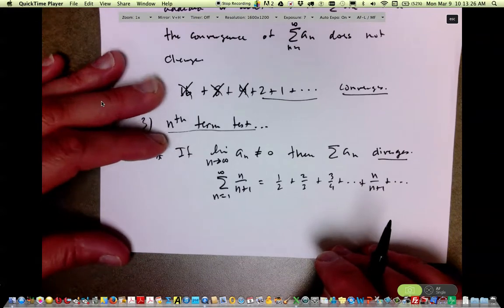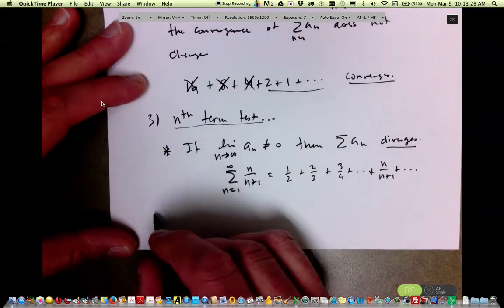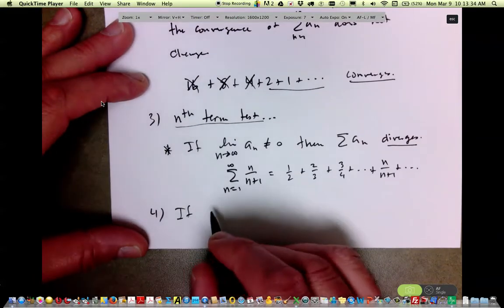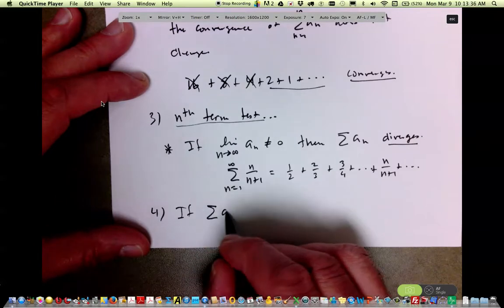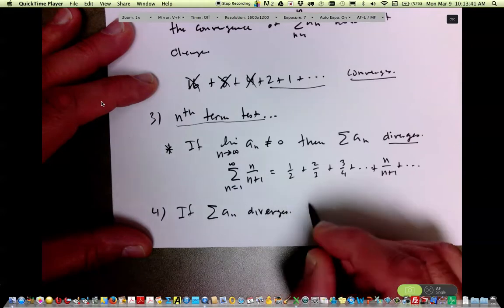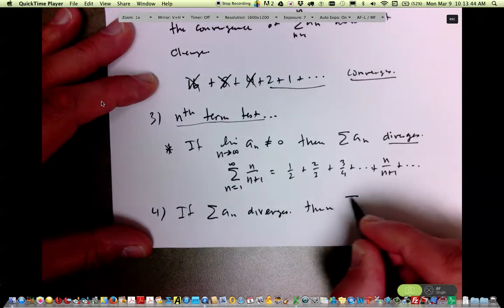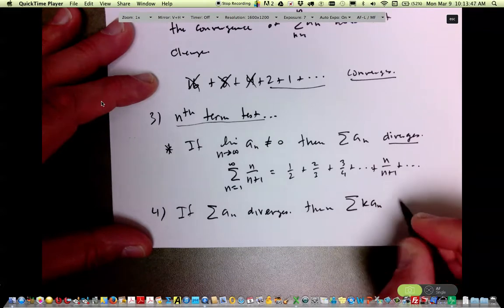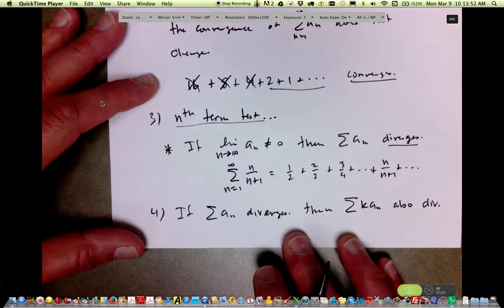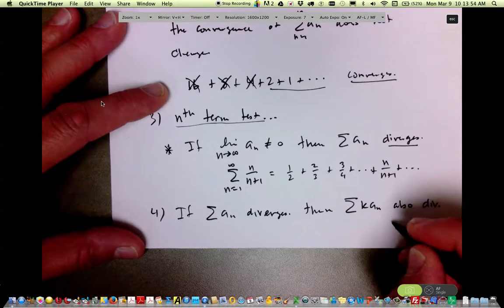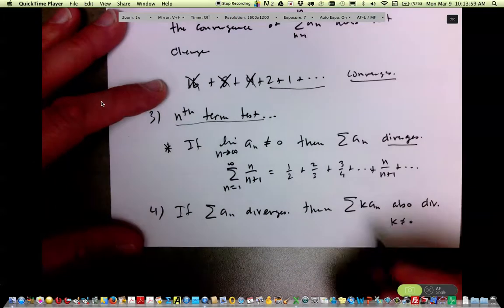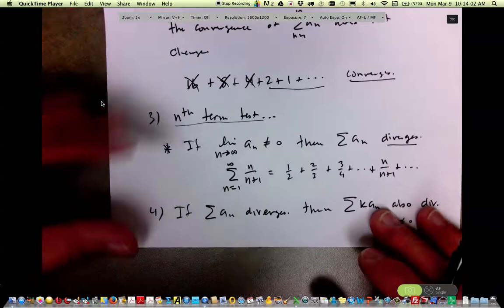The last thing, the fourth one: if the sum of a sub n diverges, then the sum of a constant k times a sub n also diverges. Okay, and again, I think that's fairly intuitive. Here we have to say that k has to be something other than 0. If k is equal to 0, then this is very trivial, it's going to converge to 0 because they're all going to add up to 0.